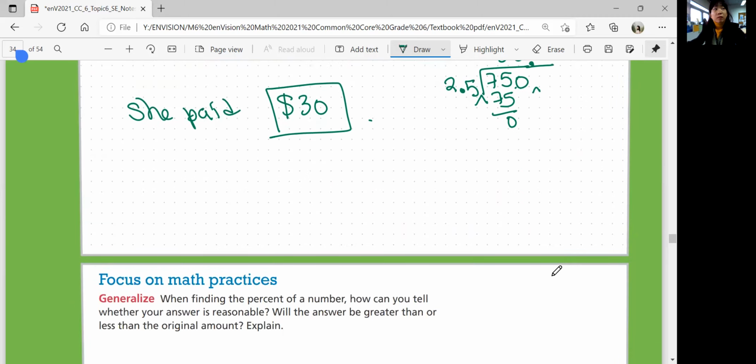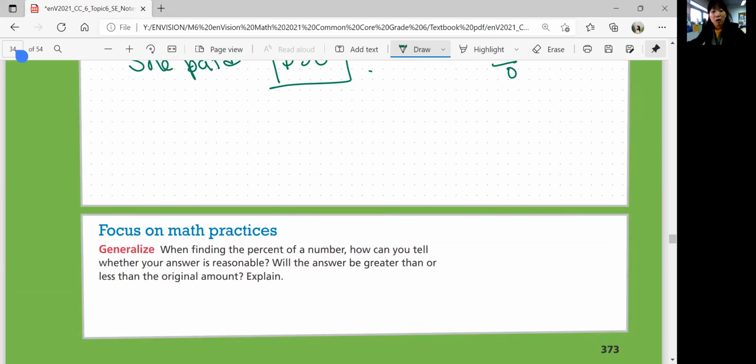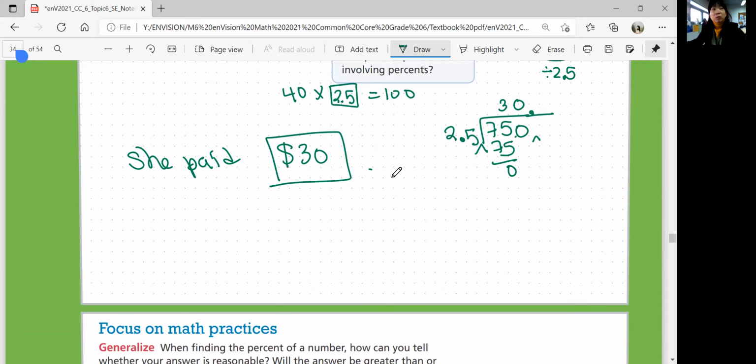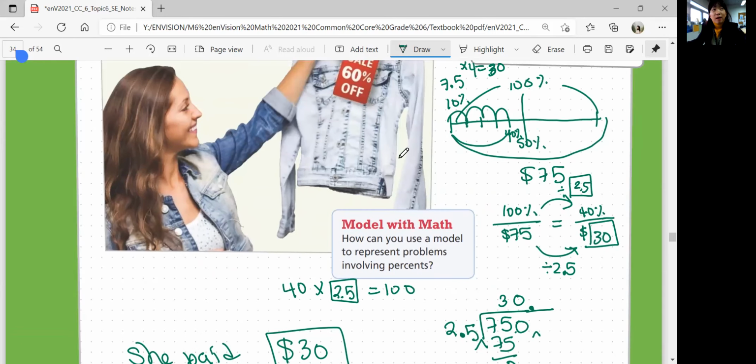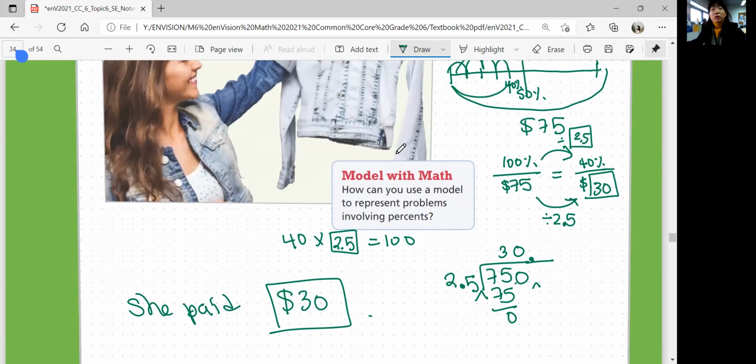Okay, focus on math practices. When finding the percent of a number, how can you tell whether your answer is reasonable? How do you know if your answer is correct? Will the answer be greater than or less than the original amount? How can you check if your answer is reasonable? If she got a percent off, like 60% off, does that mean she's paying more money or less money than the original price?